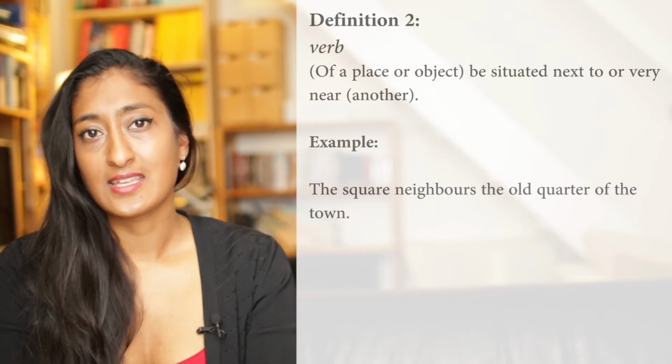So let's see if you can have a go. You're going to get a full summary of these definitions in a minute, and I'd like you to see if you can use the word neighbour in a sentence as a noun and neighbour in a sentence as a verb. You've got 5 minutes on the clock. Off you go.